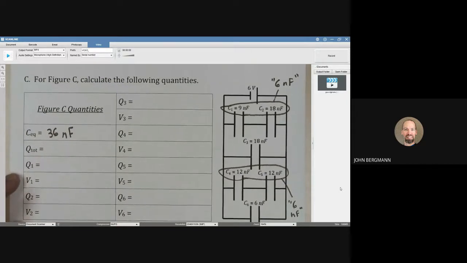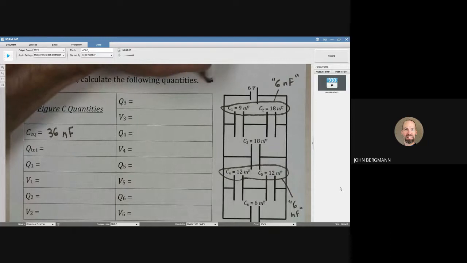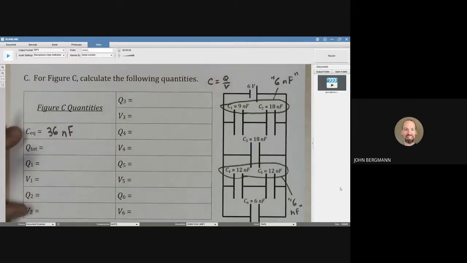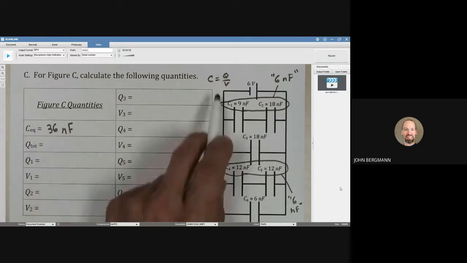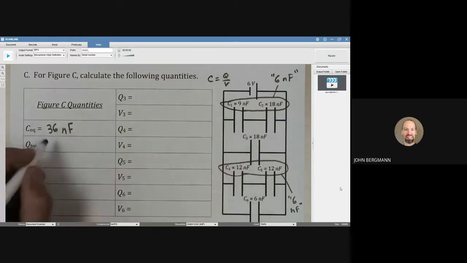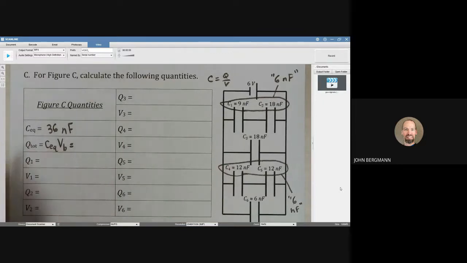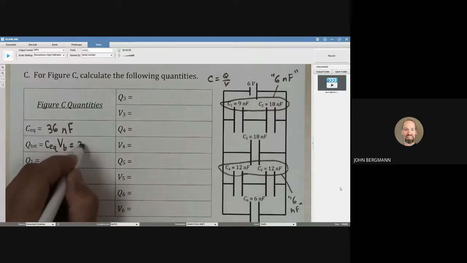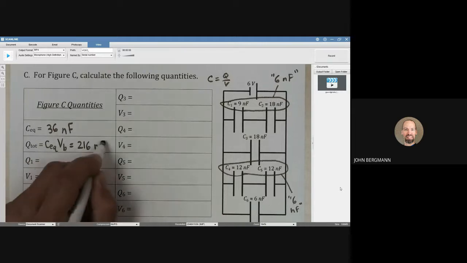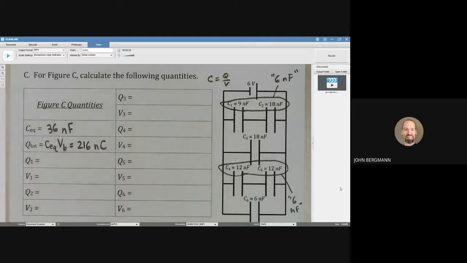Now, many times we've gone through this equation that capacitance is Q over V, and so the total charge can be found if we rearrange this equation as the equivalent capacitance times the voltage of the battery. The equivalent capacitance is 36. The voltage of this battery is 6, so that's going to be 216 nanocoulombs. The nano prefix hasn't disappeared. All right, now what do we do?